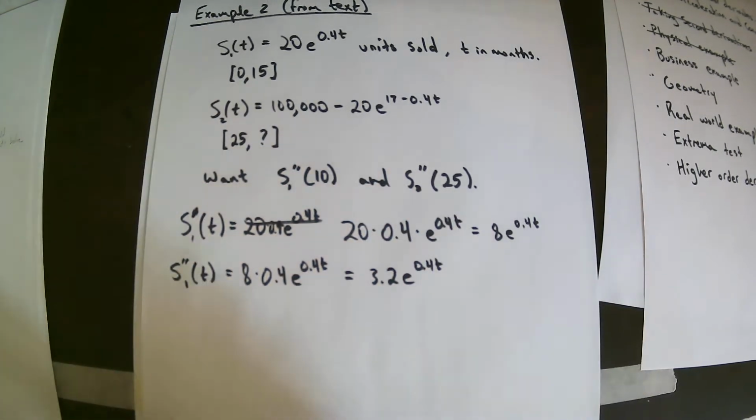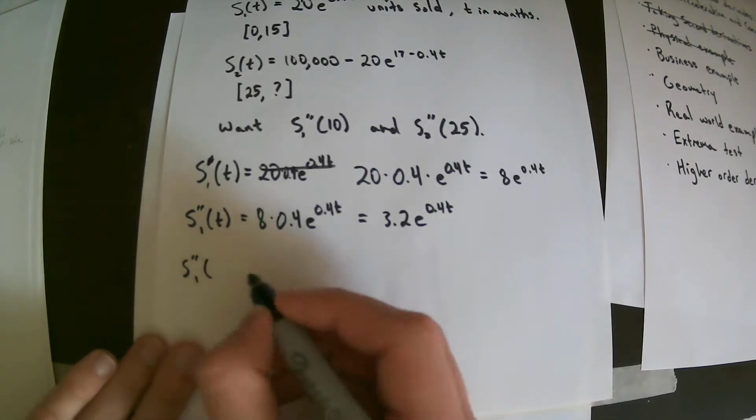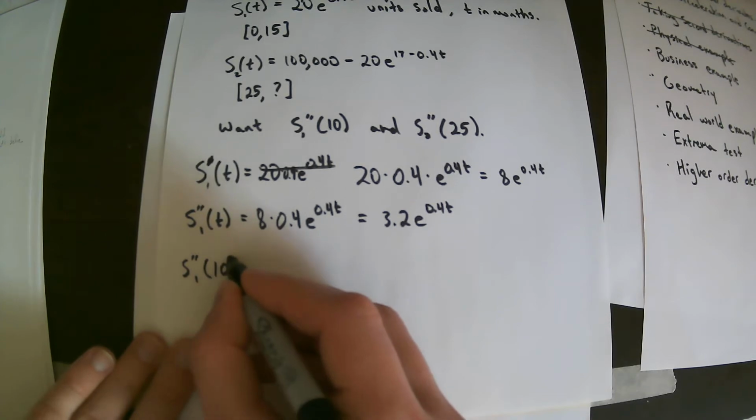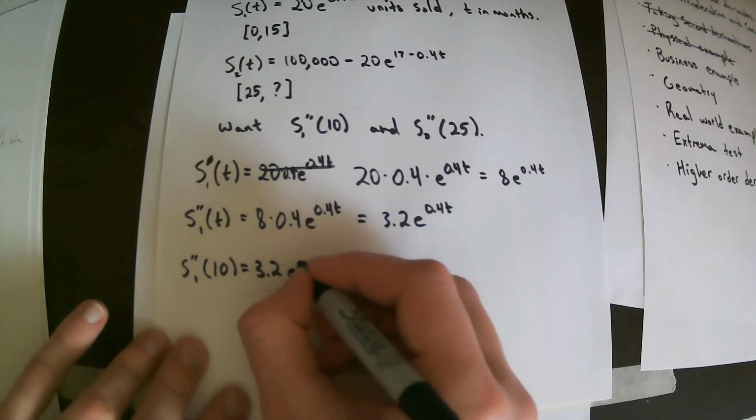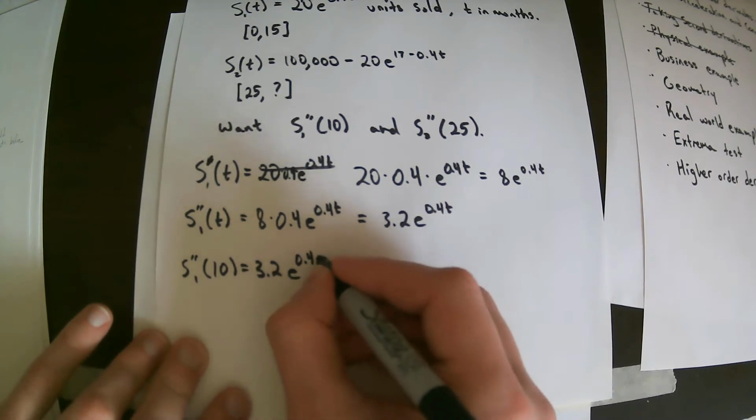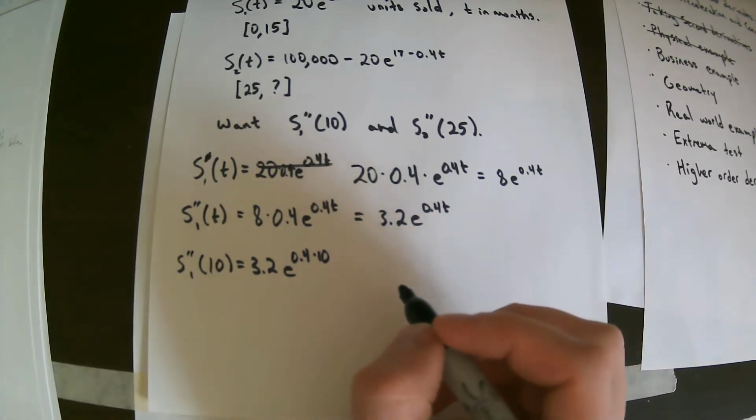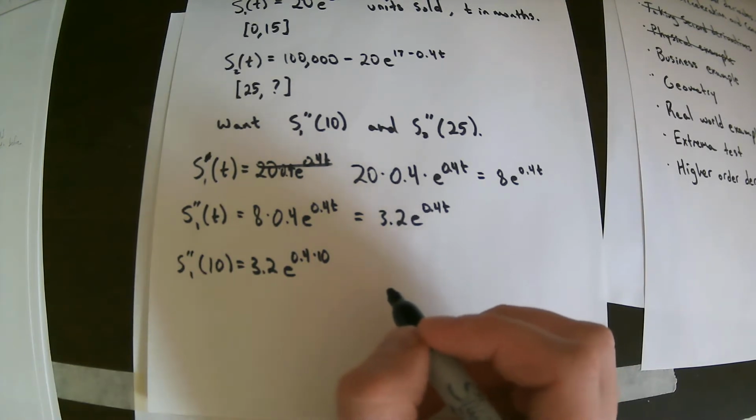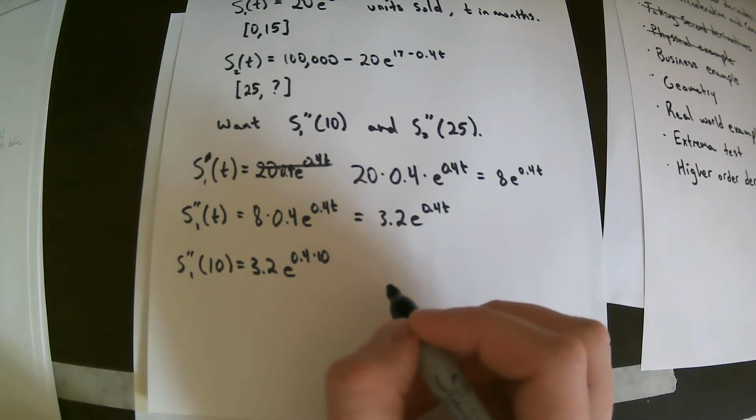There's the second derivative. So now let's say the second derivative of the first sales function at 10 is going to be 3.2 times e to the 0.4 times 10, which is going to be, what is that going to be? Where are we? Is that right? Yes.